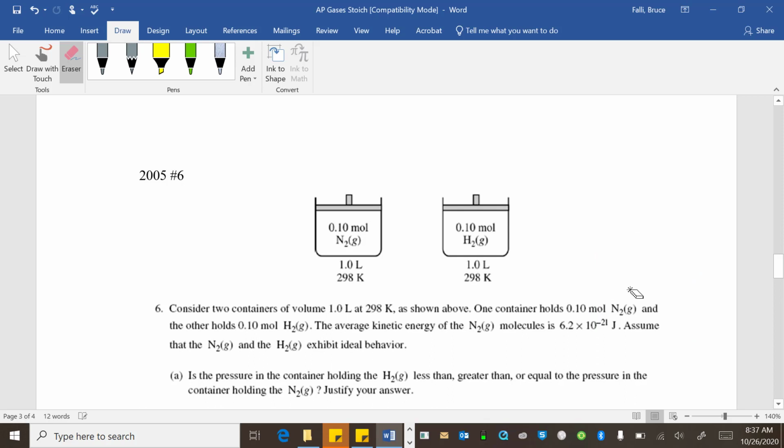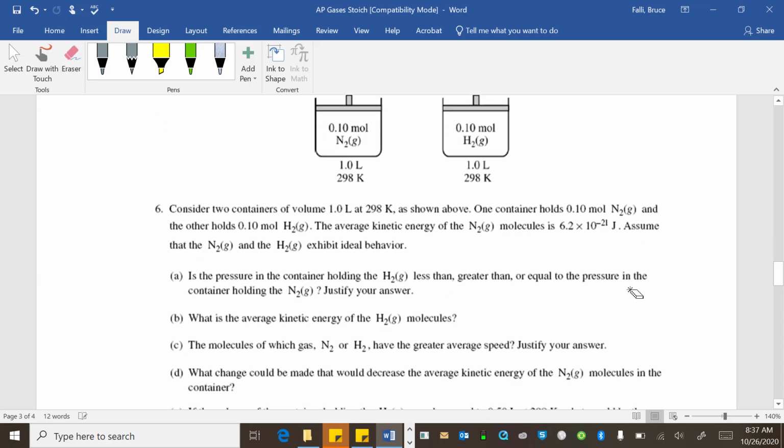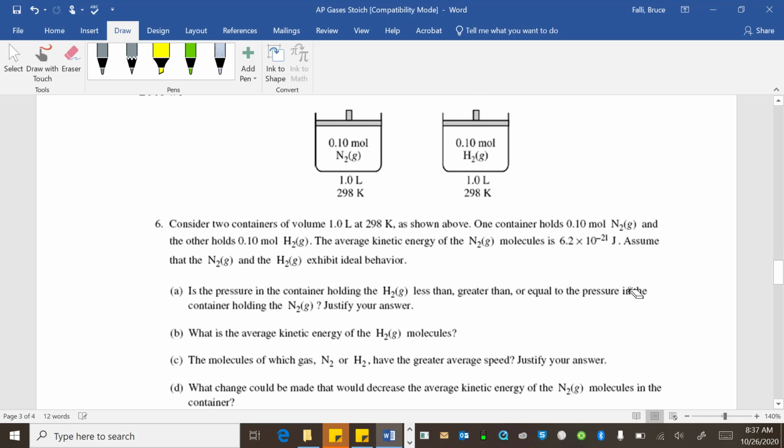All right. A last one. Consider 2 containers of volume 1 liter at 298 K as shown above. One container holds 0.1 moles of N2. The other contains 0.1 moles of H2, labeled properly. The average kinetic energy of the molecules is this. So average kinetic energy I relate to being like temperature. Notice their temperatures are the same.